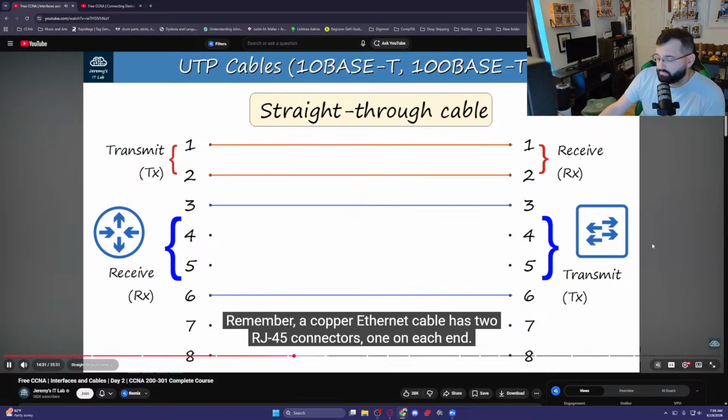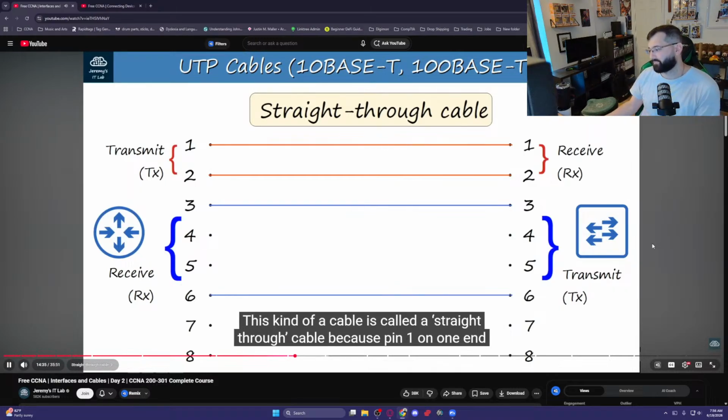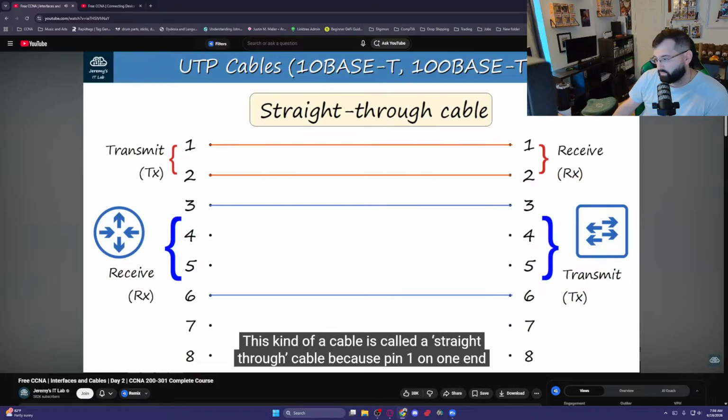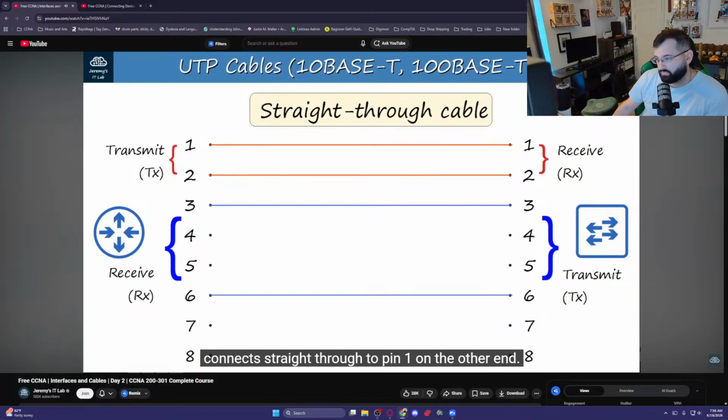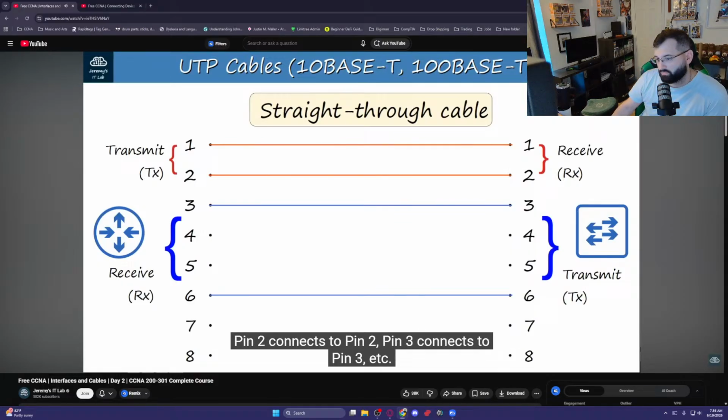Connectors, one on each end. This kind of cable is called a straight-through cable because pin 1 on one end connects straight through to pin 1 on the other end. Pin 2 connects to pin 2, pin 3 connects to pin 3, etc. Now, in networks, we don't always connect PC to switch, switch to router. What if we want to connect a router to another router?